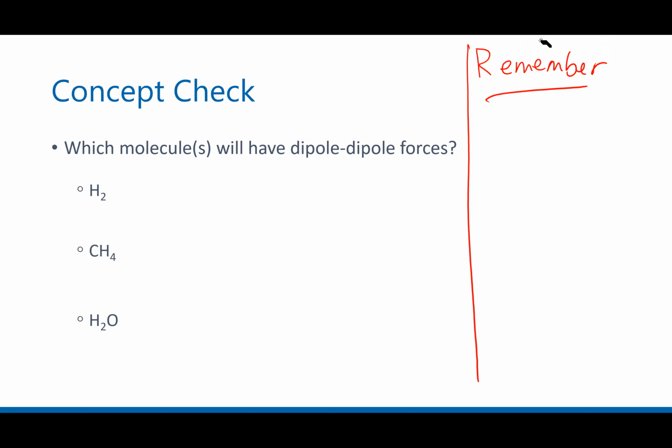So to figure out if something is polar, because that's all we're doing here, okay? And I'm not looking for polar bonds, I'm looking for polar molecules. We ask ourselves 3 questions. Are there more than 3 different elements?